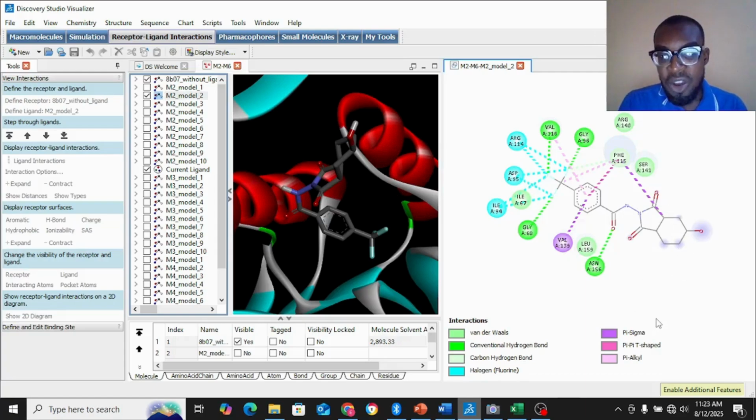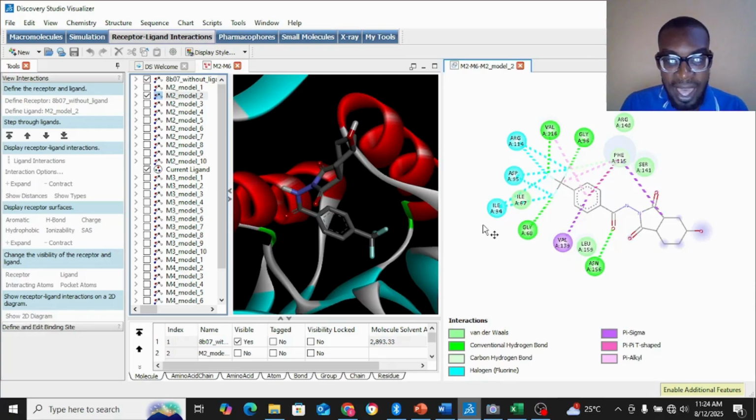So we can see that we have those interactions. We have hydrogen bond interactions in green. We have van der Waals interactions. You can see them: serine 141, leucine 159. We also have pi sigma interaction, pi pi T shaped interactions. These are hydrophobic interactions. We also even have halogen interactions. Now, these interactions, especially if you are sure it is within the active site, tell you that your results are reliable.